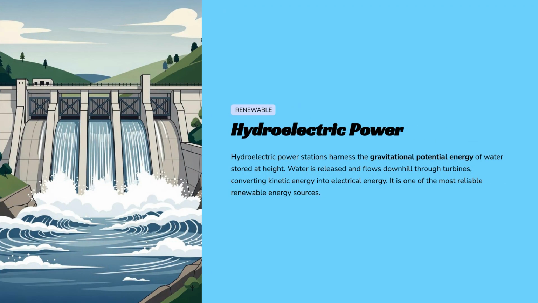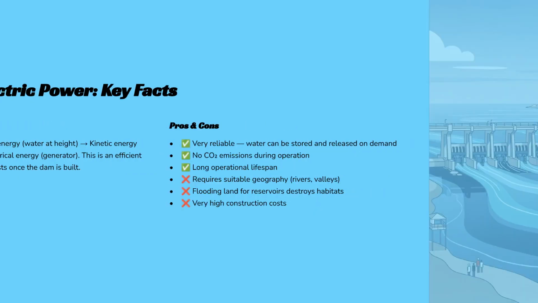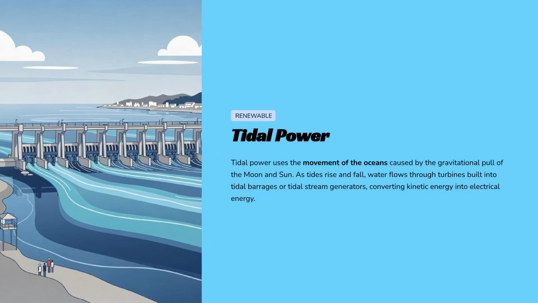Hydroelectric power stations harness the energy of water stored at height. By releasing this water to flow through turbines, we convert gravitational potential energy into reliable, renewable electricity. Hydroelectric power is highly reliable because water can be released on demand. While it has a long lifespan and zero operational emissions, it requires specific geography and can have significant environmental impacts due to flooding.